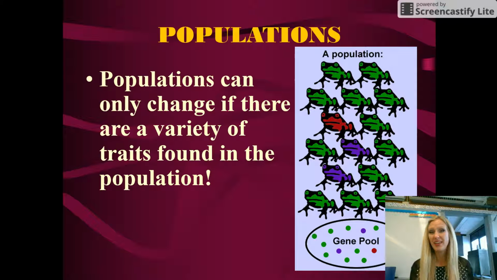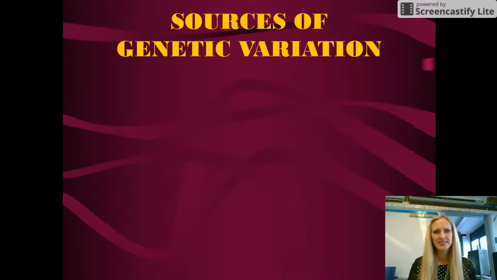Evolution can't happen unless there are some sort of variations in a population. And in this particular frog population, a kind of silly looking one, most of the frogs are green, but there are some other options for skin color. There's a couple that are purple and one that is red.